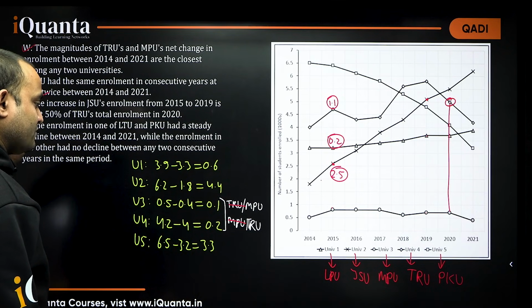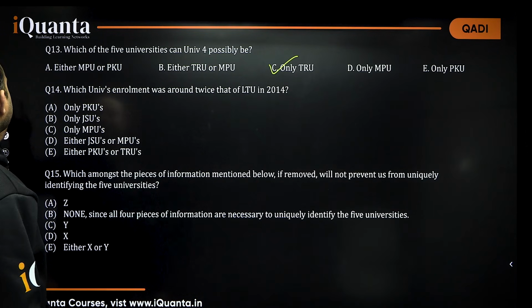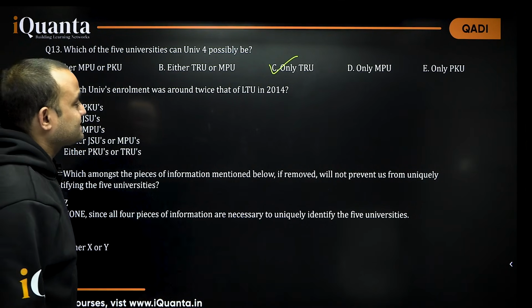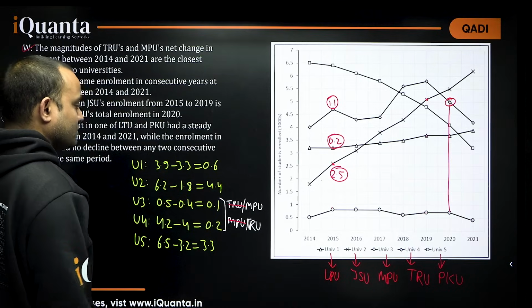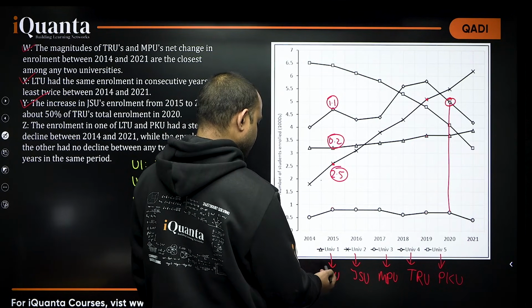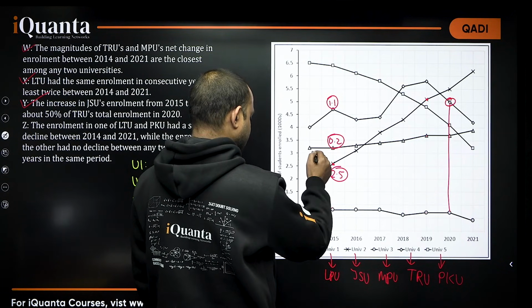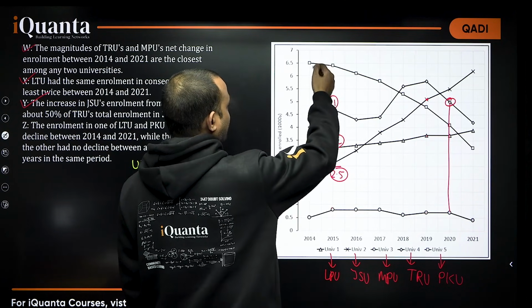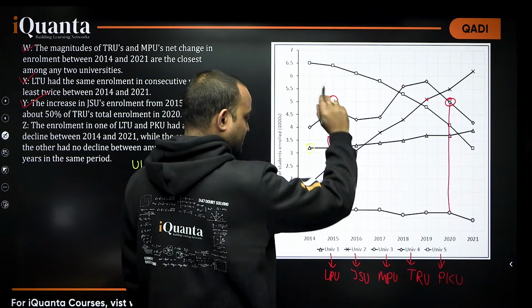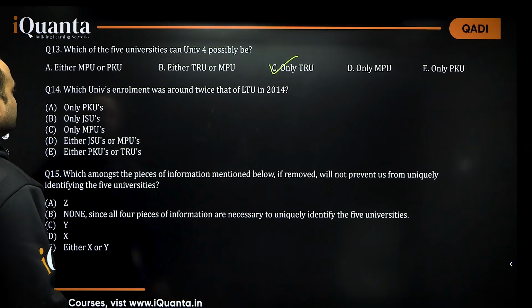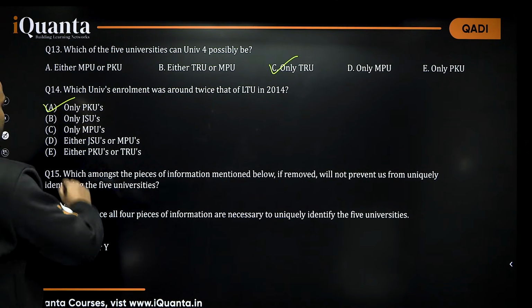Then we have the second question. Which university's enrollment was around twice that of LTU in 2014? LTU, 2014, University 1. This is triangle 1, that is 3.2. Twice of that, 6.4, approximately. So this is square one. The square one is University 5. So the answer is PKU. Only PKU, option A.